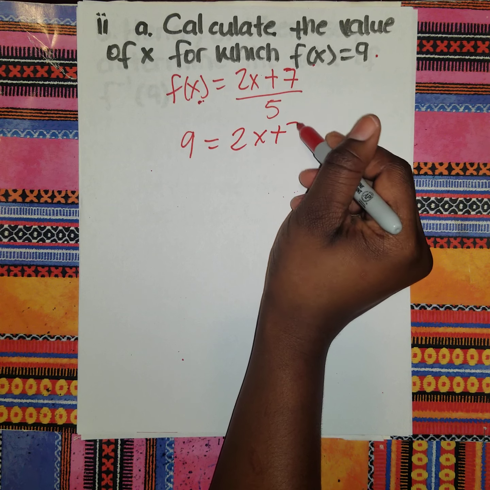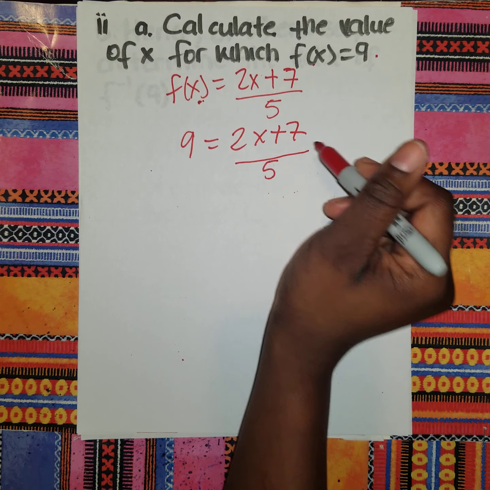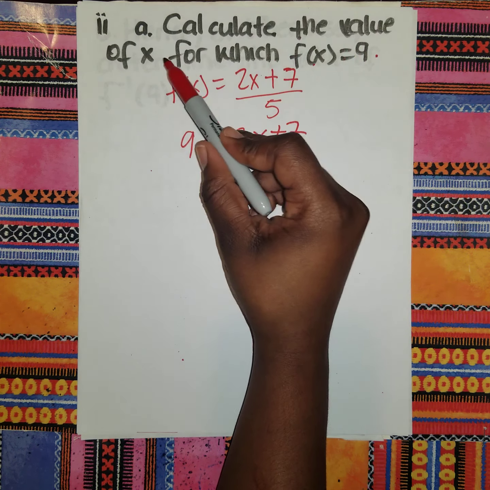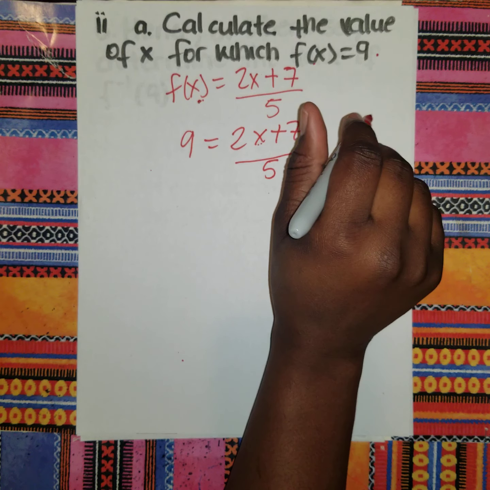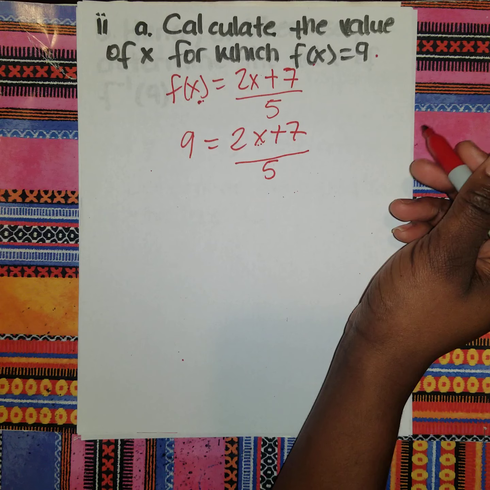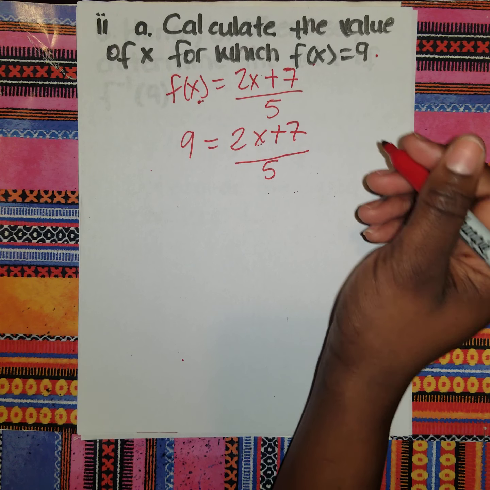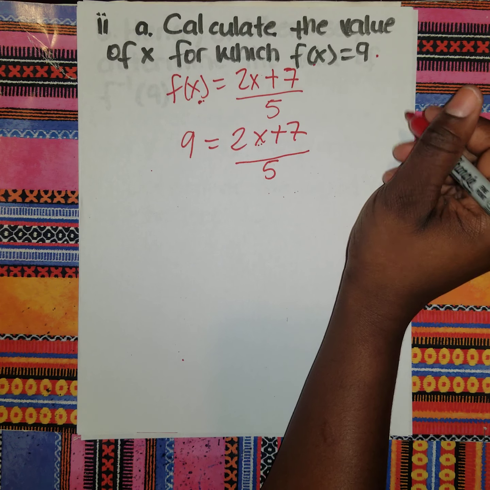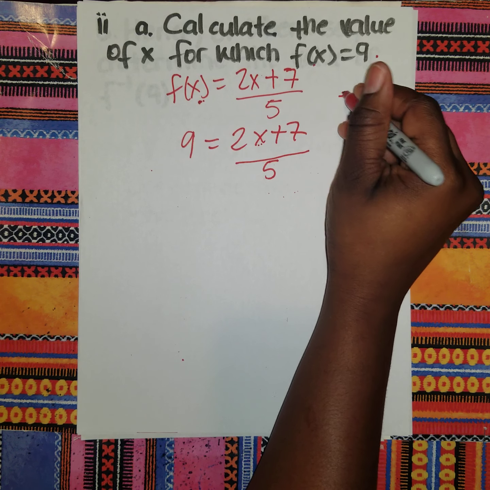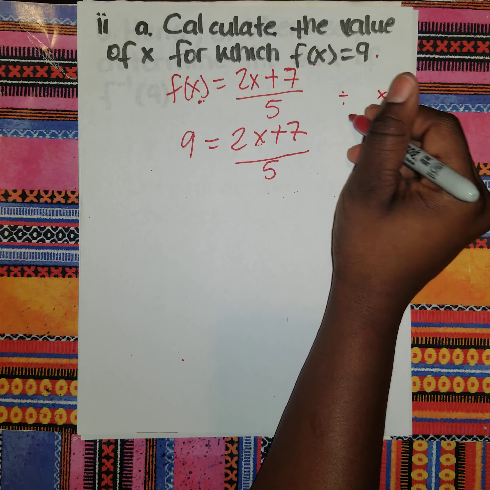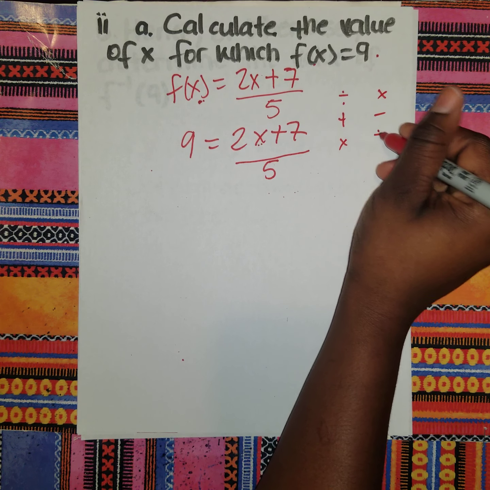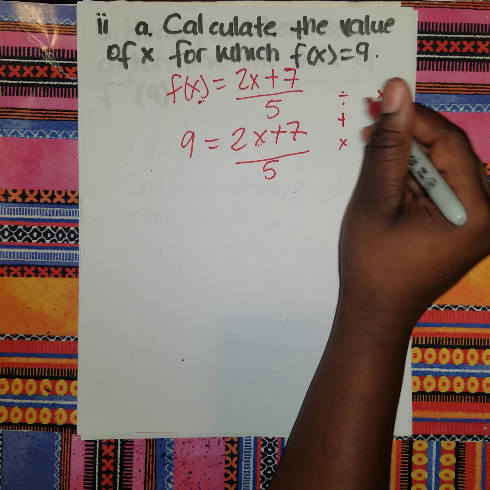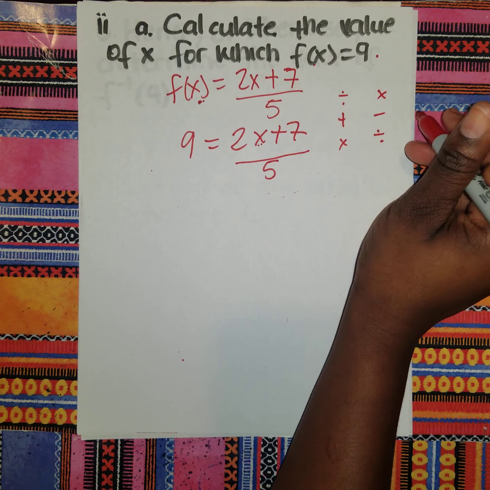(2x plus 7) all over 5. So you need to find the value of x. Here we are solving for the unknown, so you're simplifying an equation to solve for x. What we do is carry out the opposite operation. That means if it's dividing, you multiply. If it's adding, you subtract. If it's multiplying, you divide. That's what I mean when I say carry out the opposite operation.